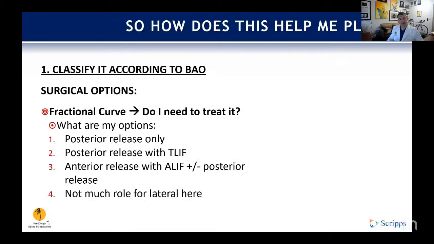So when we plan, you want to classify it by bow, and then you want to understand what you need to do to the fractional curve. Do you need to fix it at all? And if you do, how do you want to fix it? Do you do asymmetric TLIFs like we saw a bunch today? Those are a very powerful way of correcting the coronal plane. Do you do things like an anterior release with an A-lift and posterior release? Do you go lateral, which I don't think is a huge role in the fractional curve? You can usually get to 4-5, but not usually 5-1. So just have an understanding of what your options are relative to the fractional curve before you go into surgery and you go execute it.